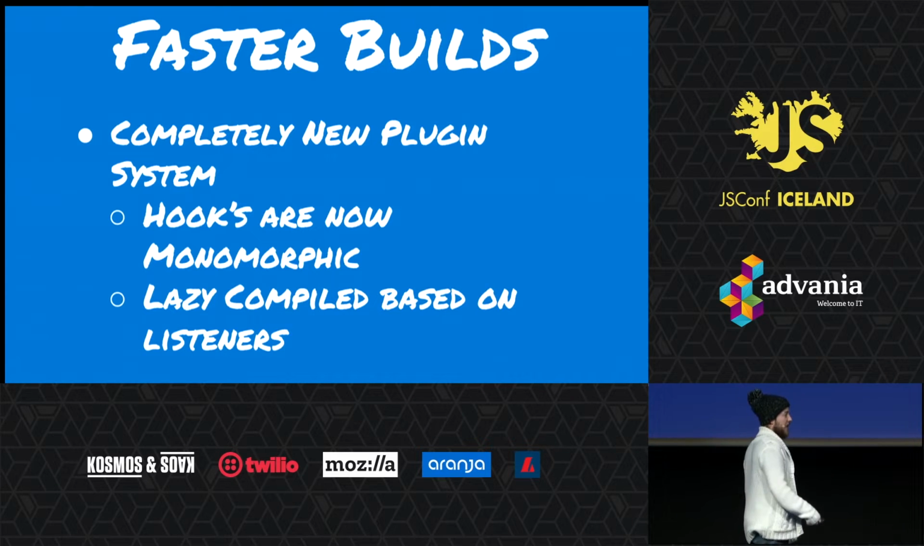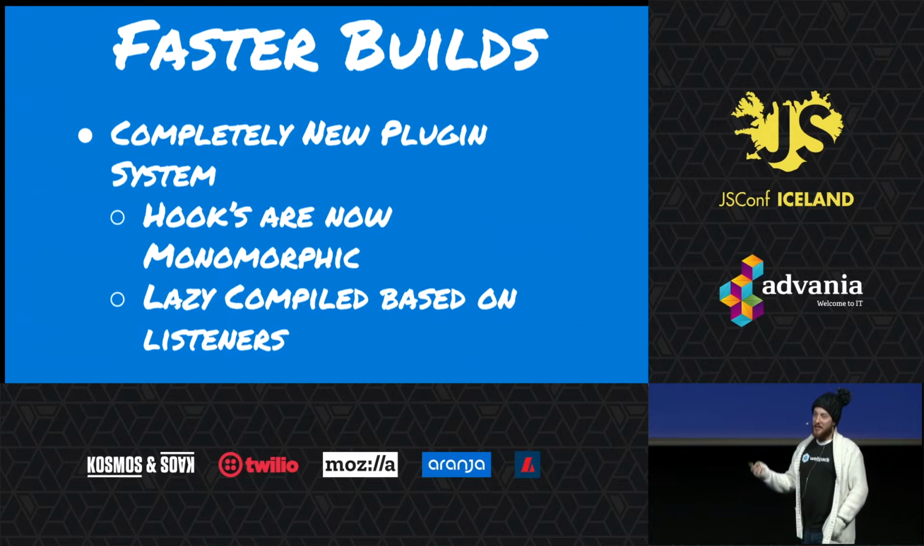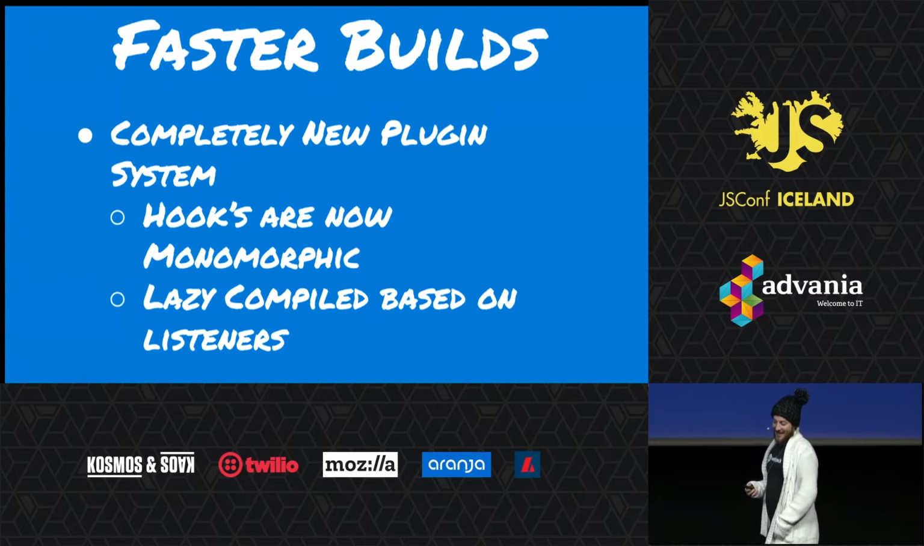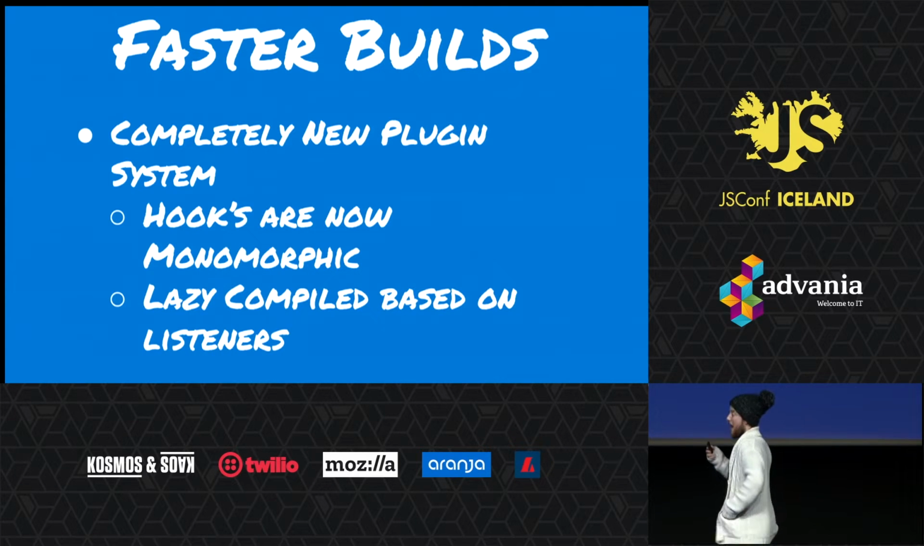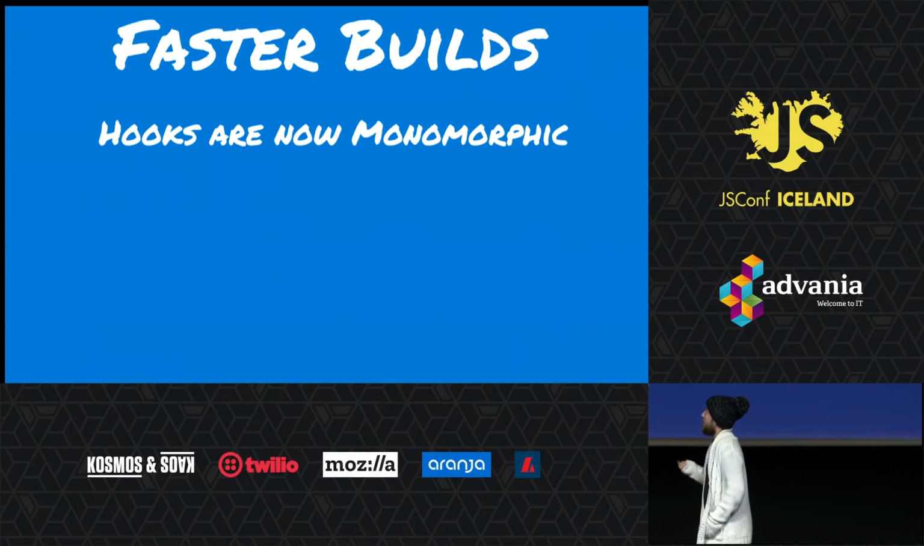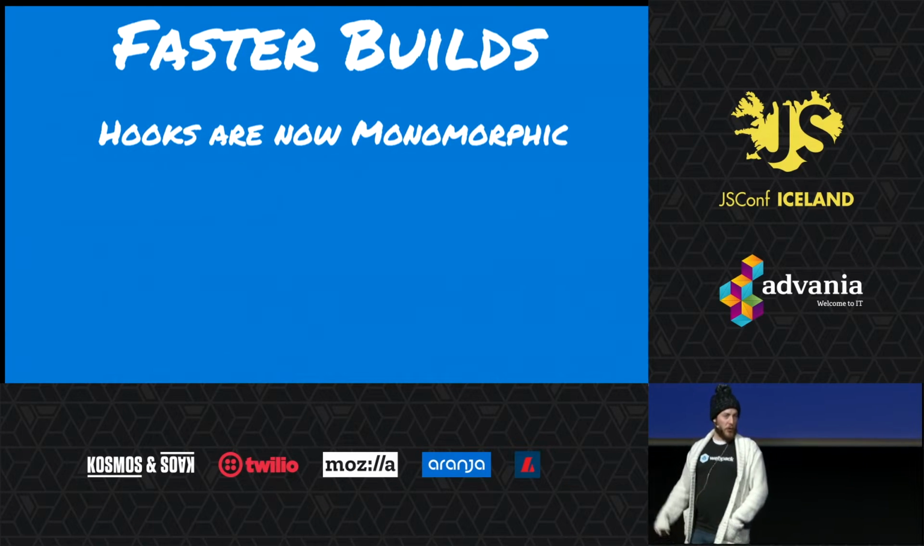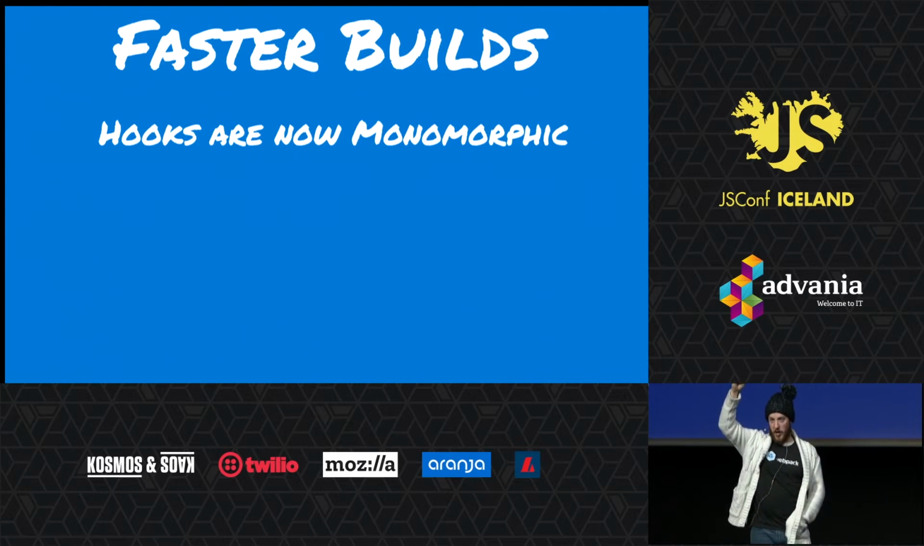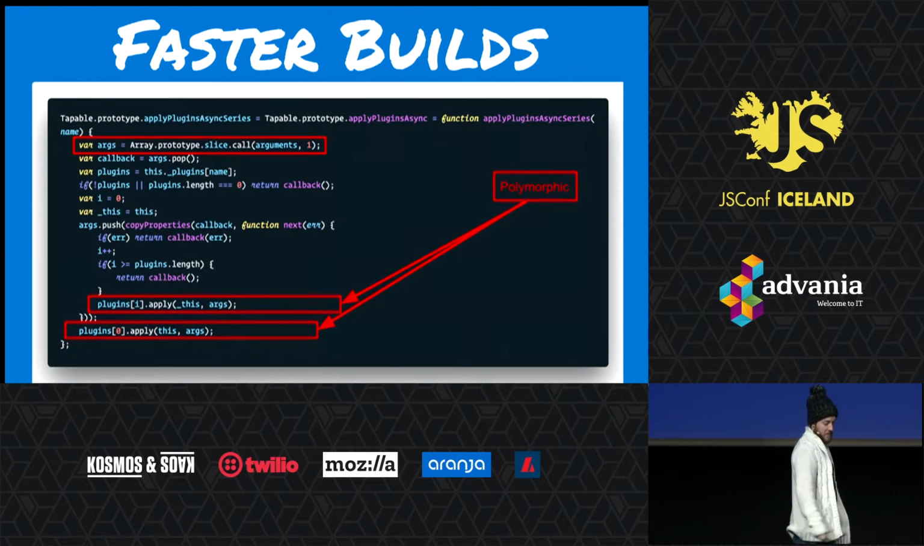But specifically, I think one of the most important is the migration of our plugin system. We wrote it completely from the ground up. And now we have what are called hooks, which create monomorphic code. And we lazy compile them. And I want to actually take a moment to explain, well, what does this even mean? Who here is familiar with monomorphism or polymorphism? Okay, so this may look familiar.